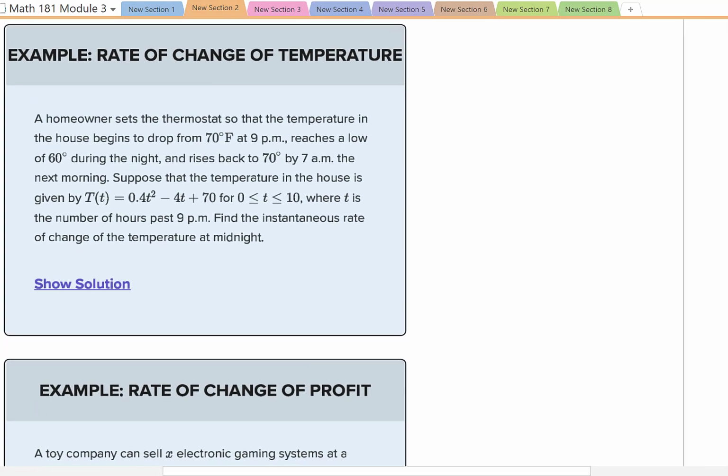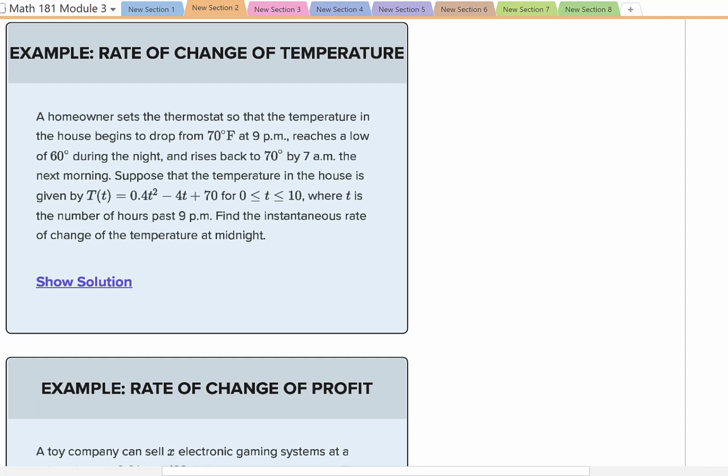A homeowner sets the thermostat so that the temperature in the house begins to drop from 70 degrees at 9 p.m., reaches a low of 60 degrees during the night, and rises back to 70 degrees by 7 a.m. the next morning. Suppose that the temperature in the house is given by the function T of t is 0.4t squared minus 4t plus 70.